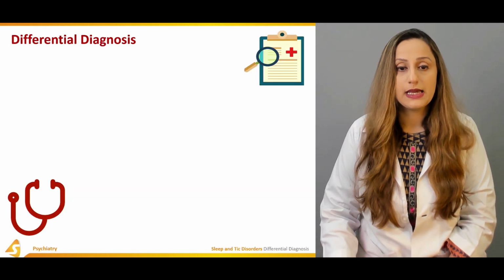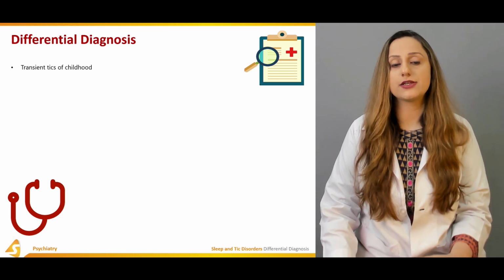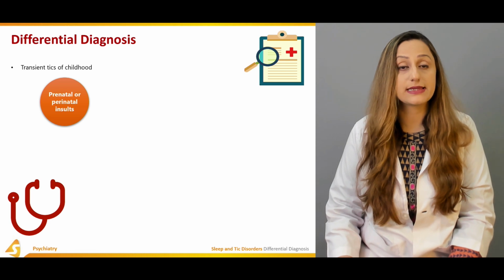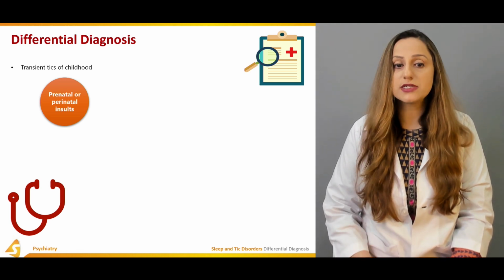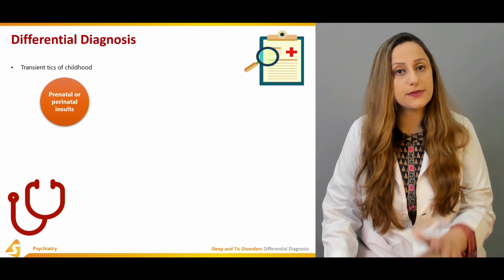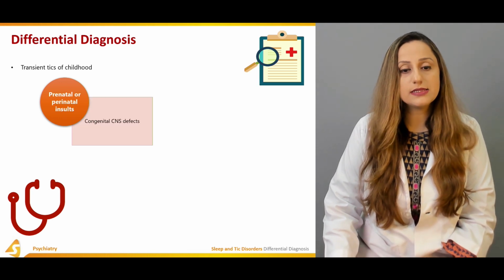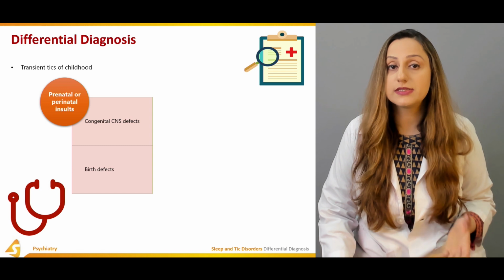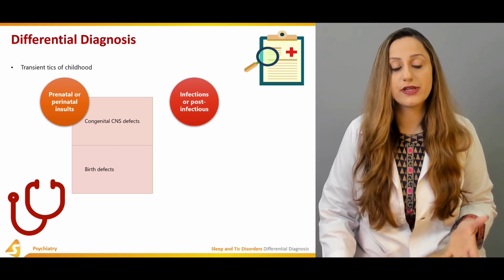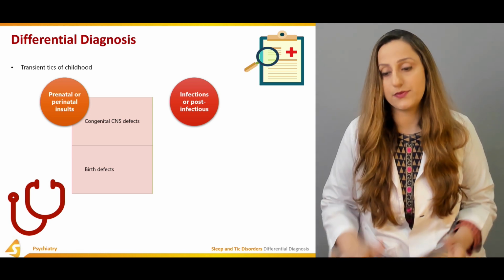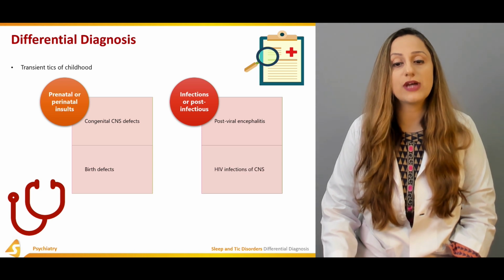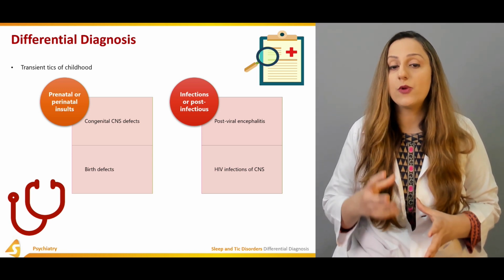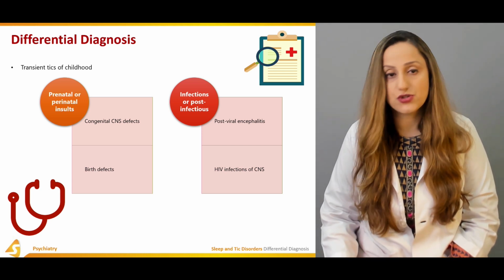Differential diagnosis basically includes a transient tic disorder of childhood. We've discussed this variant as well. This transient tic can be of the vocal type as well as the motor type in that particular person. Prenatal or perinatal insults are one of the causative factors for the development of this childhood tic disorder. Congenital CNS defects can develop through these insults or through the trauma that the child can bear. Birth defects are one of the causative factors over here. And then there are infectious or post-infectious states that can present as well. Post-viral encephalitis and HIV infections of the central nervous system can be causative factors for the development of tics in childhood.